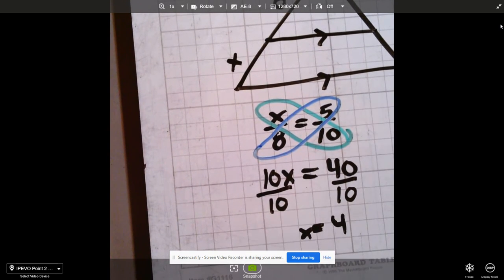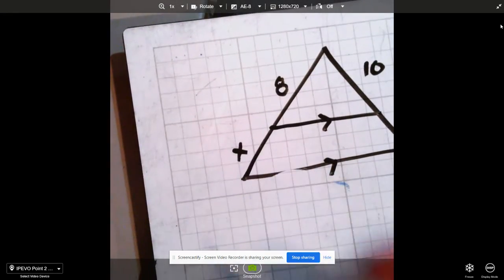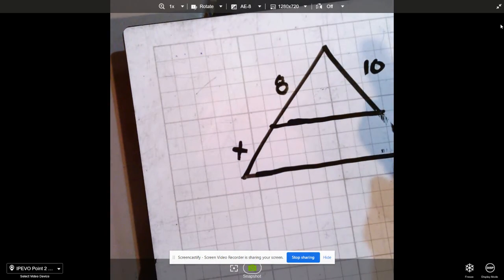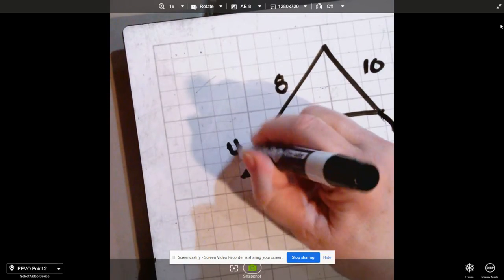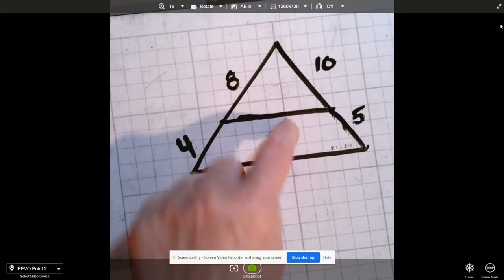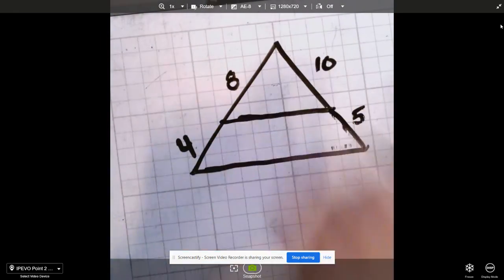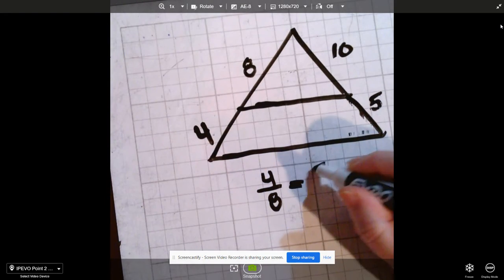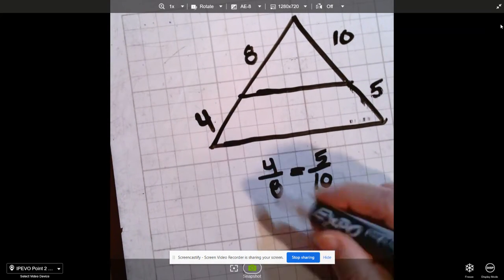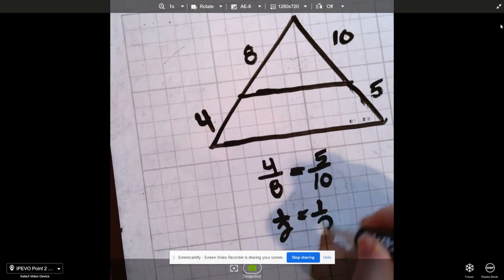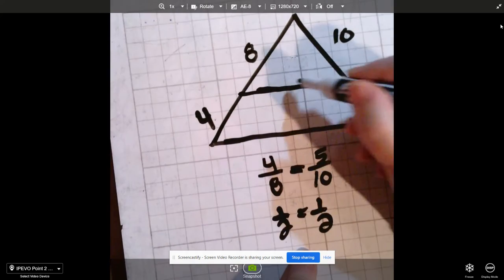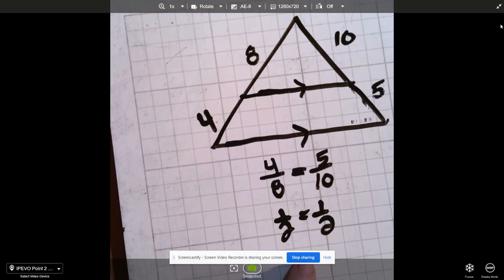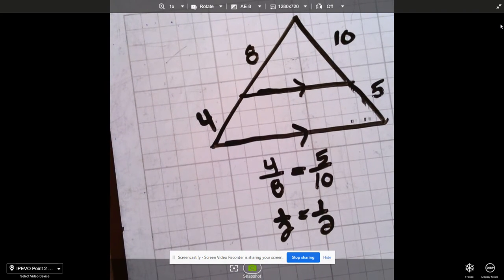And now the other thing is true as well. If I didn't know that those were parallel, and I knew that this was 4, I could prove that these two lines are parallel by saying that these ratios are the same. So I could say 4 over 8 is 5 over 10. If I simplified that, that would be 1/2 equals 1/2. Since those ratios are the same, therefore I know these two have to be parallel. So a theorem works both ways, kind of going forwards and going backwards, if you will.